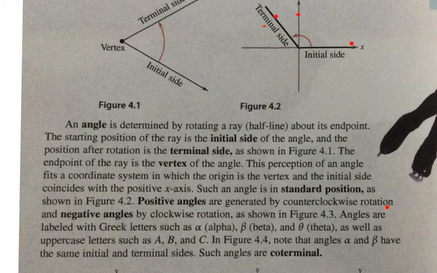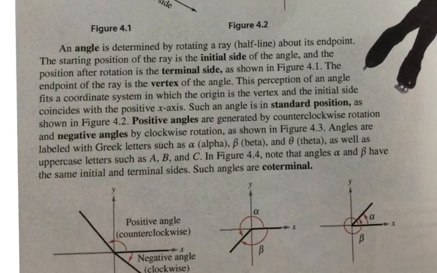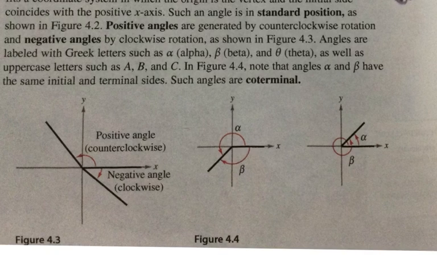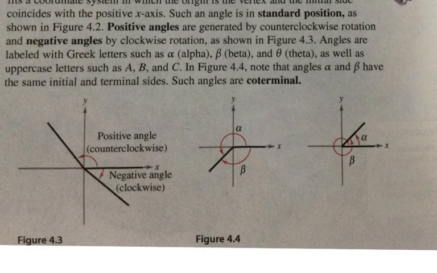Angles are labeled with Greek letters such as alpha, beta, and theta, as well as uppercase letters A, B, and C. In figure 4.4, note the angles alpha and beta have the same initial and terminal sides. These are called coterminal angles. So there's our first new vocabulary word, coterminal.